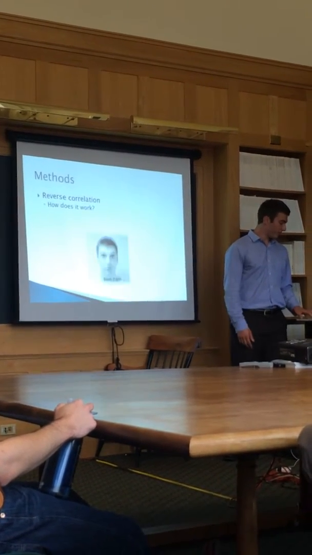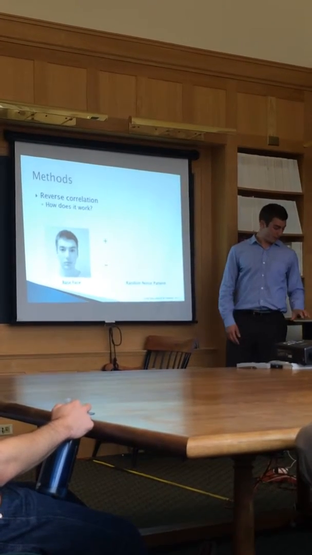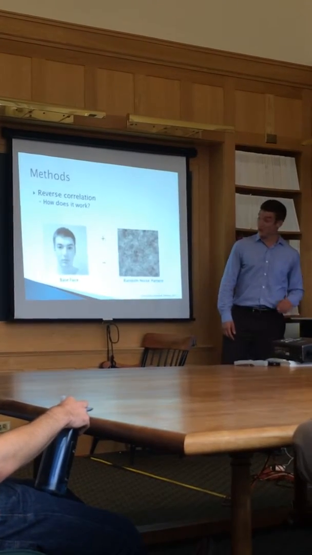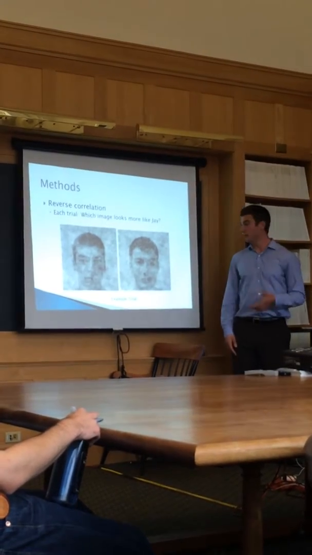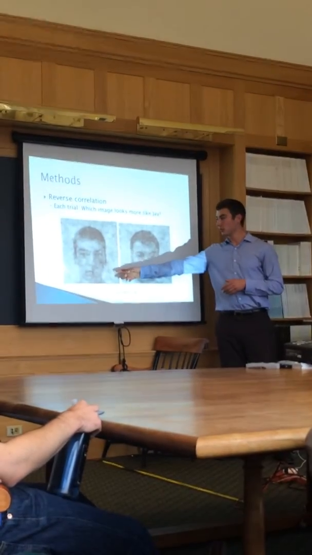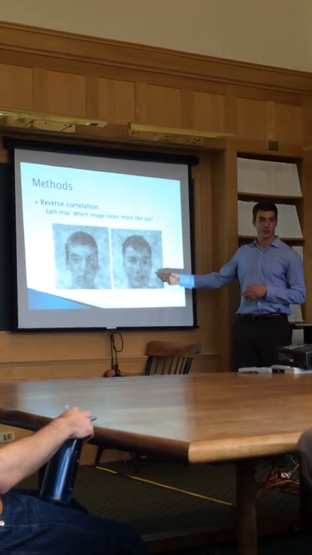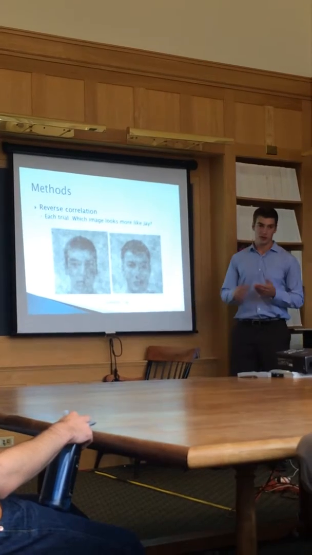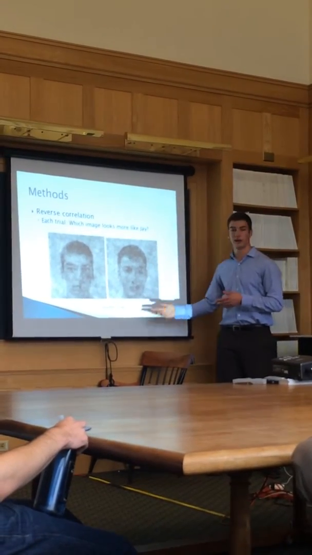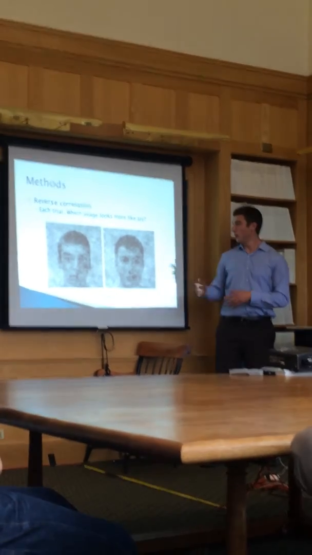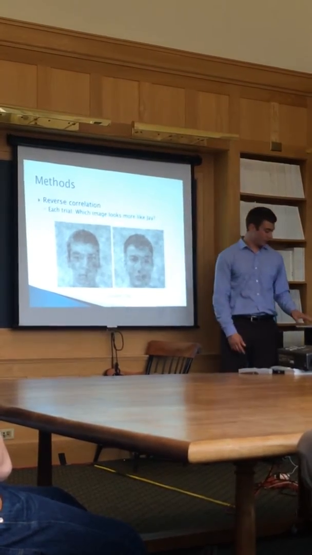So how does it work? You take a base face, and then you generate a random noise pattern like this one. Then you create a trial, and one of these trials is the base face with the random noise pattern added, and the other trial is the base face with the random noise pattern subtracted. So we have one base face and one random noise pattern, and with it we've generated one trial. So I would ask the participant which image looks more like J, and say the left one here.